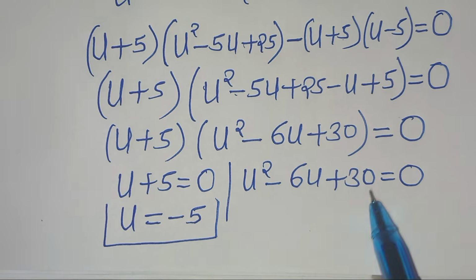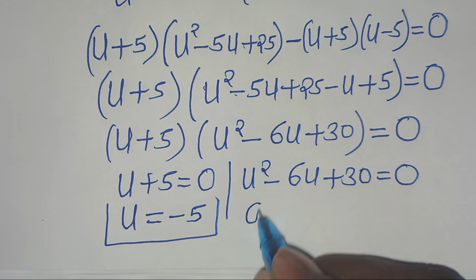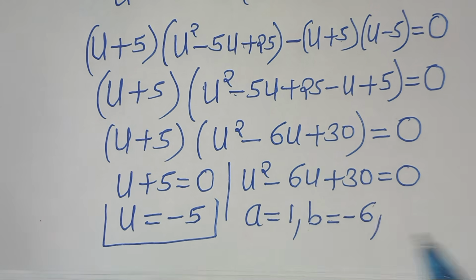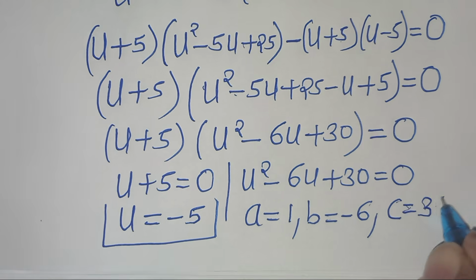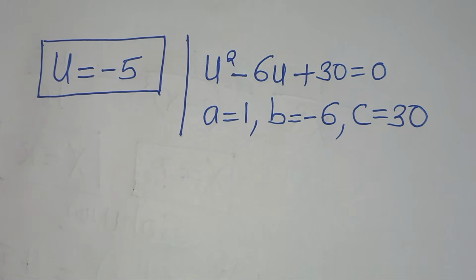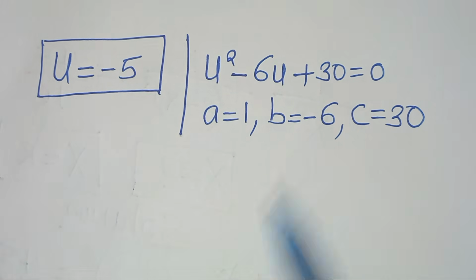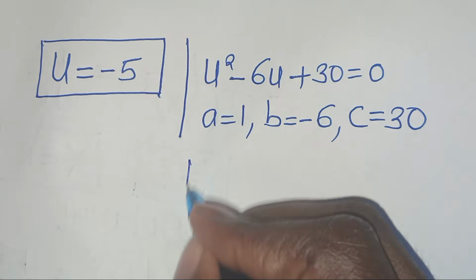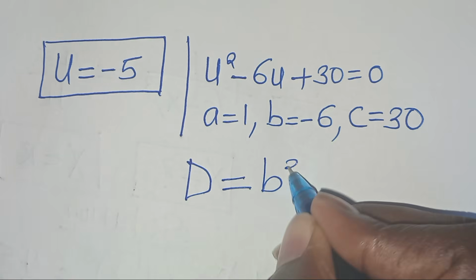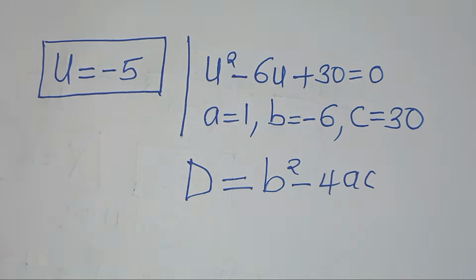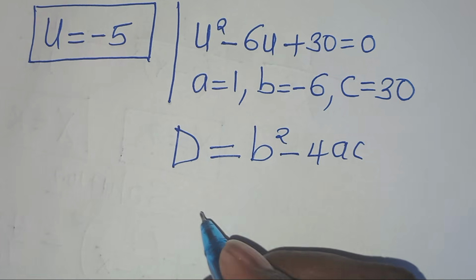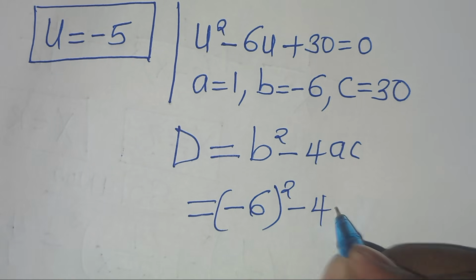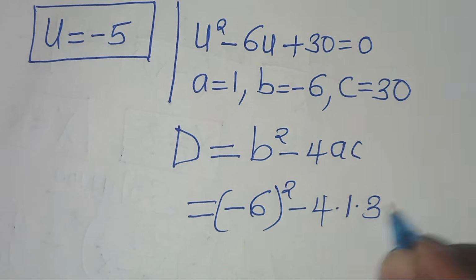Now we have the second part here. This is a quadratic equation where a is equal to 1, b is equal to negative 6, and c is equal to 30. Now we need to assess the nature of the roots of this quadratic equation, so let's determine the discriminant value, which is b squared subtract 4ac. Substituting a, b, and c, we have negative 6 raised to the power of 2 subtract 4 times a, which is 1, times c, which is 30.